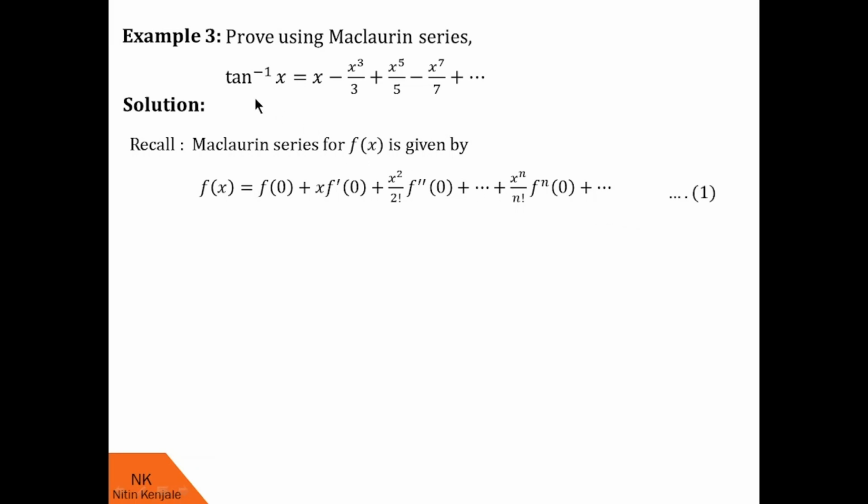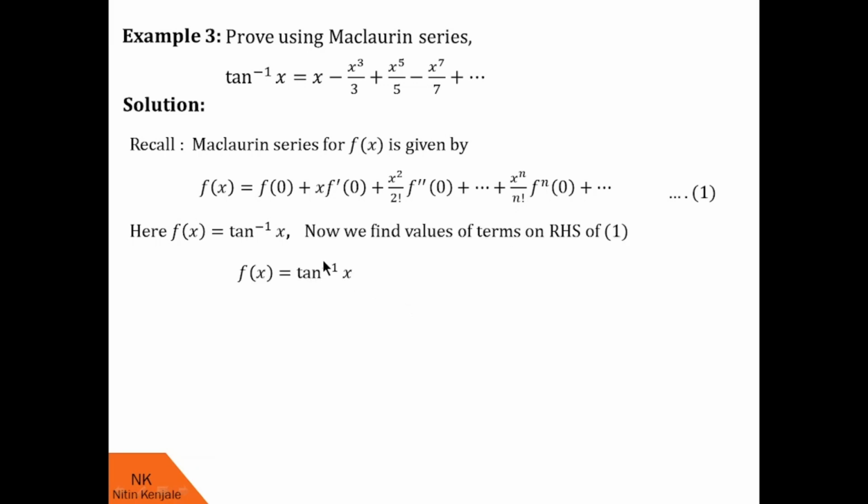In this example, f of x is tan inverse of x. Using this f of x, we will find out these unknowns in RHS of 1. So let us first find out f of 0. So f of 0 will be tan inverse of 0, and we know tan inverse of 0 is 0. Next we find out f dash of x. Derivative of tan inverse of x is 1 upon 1 plus x square. So f dash of x is 1 upon 1 plus x square.